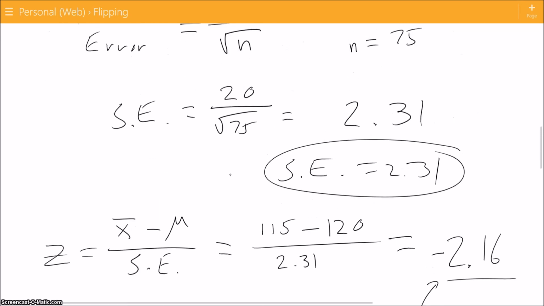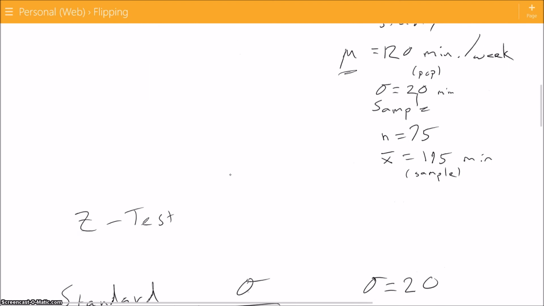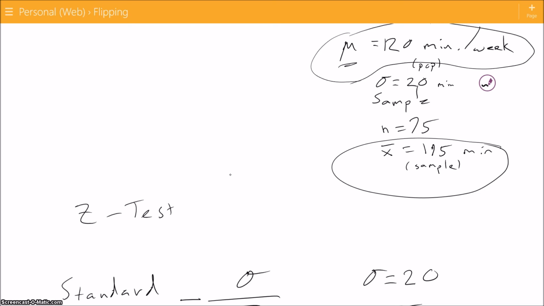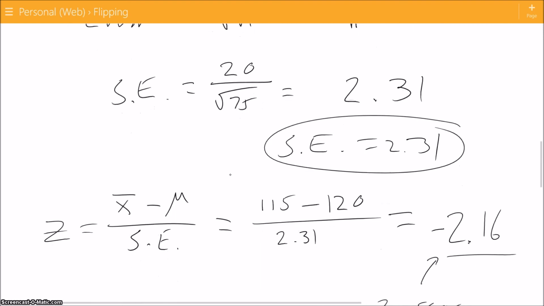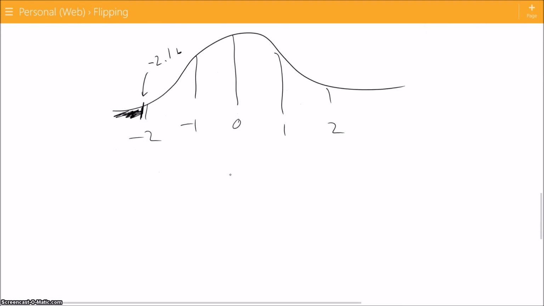Why to the left? Well, if I go back up, I notice that my sample mean is less than my population mean. So I'm curious what the probability is of having 115 or less. So this leads us back to our hypothesis testing. Okay, because the z-test really is a way to do a hypothesis test.